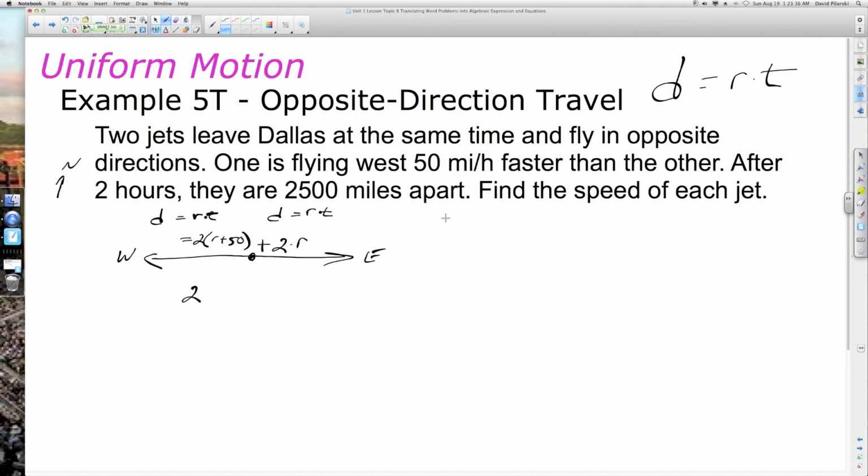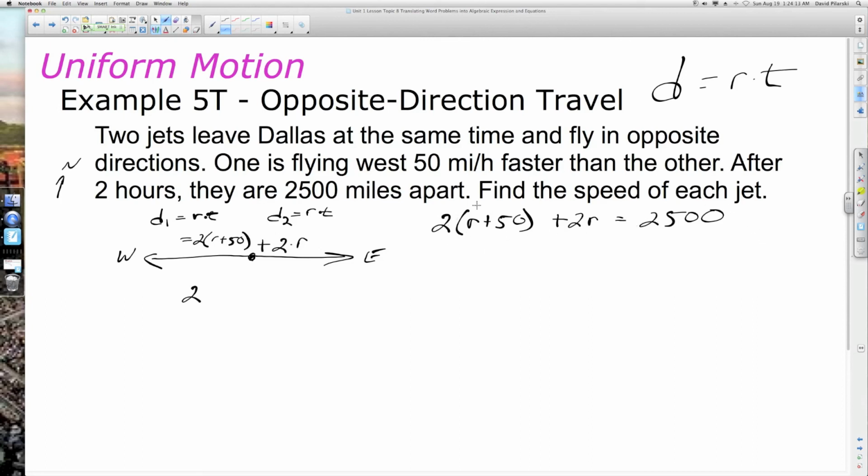That would give us the equation. I'm going to do this equation over here. 2 times the quantity r plus 50 plus 2 times r, 2r, and that has to be equal to how far apart they are. I've seen some textbooks go as far as saying this is d sub 1, the distance of the first plane, and this is d sub 2, the distance of the second plane, and giving these sub-variables. Don't need to worry about all that. As long as you understand this is the distance of the first plane, this is the distance of the second plane, and this is the total distance they're going to be after 2 hours, how far apart they're going to be after 2 hours of travel.